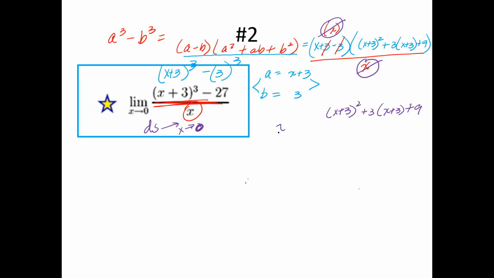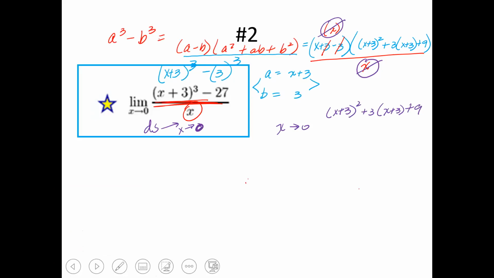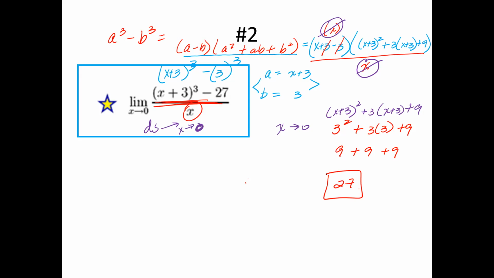So let's try the direct substitution one more time. If I plug in x approaches 0, I will have 3 squared plus 3 times 3 plus 9, which is a 9 plus a 9 plus a 9, and that is going to give me a 27.